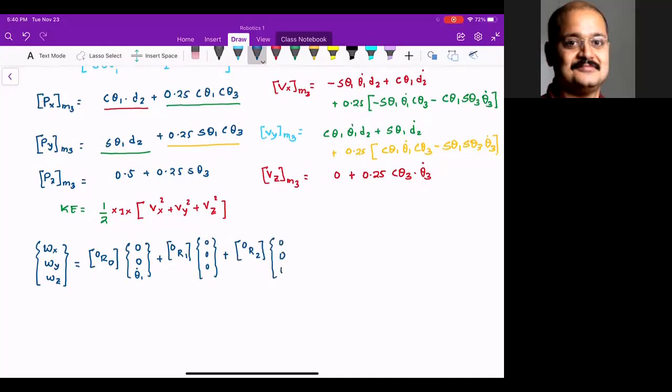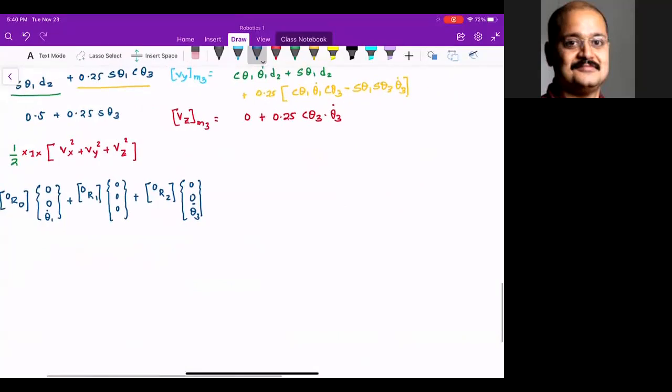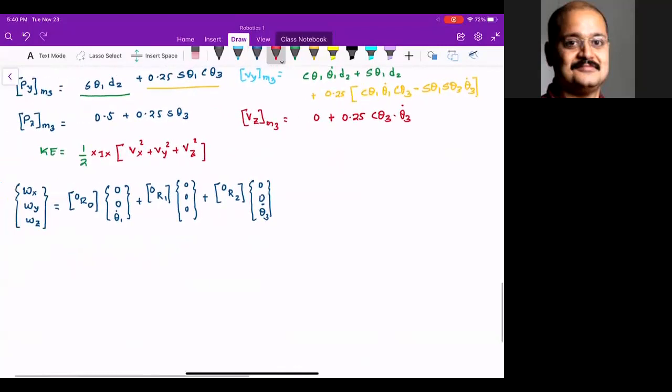0, 0, theta 3 dot, right? Yeah. What? Your theta cannot be in any other direction. The joint axis should match with the z axis. Man, you'll about give me a heart attack. At the end of the semester, you would say that theta is in y direction.